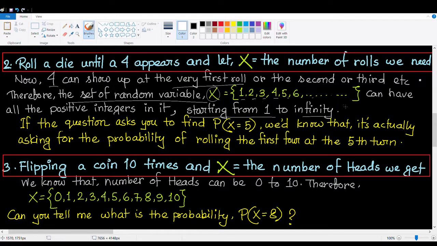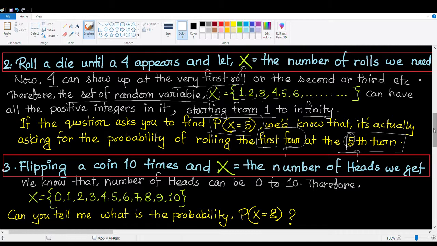Yes, if the question asks you to find P of X equals 5, what does it mean? It means that if you roll a die until a 4 appears and define the random variable like this, then we are interested in finding the probability of rolling the first 4 at the 5th turn. Since you are listing the number of rolls required to get the first 4, you're interested in finding the probability of rolling the first 4 at the 5th turn, for X equals 5.